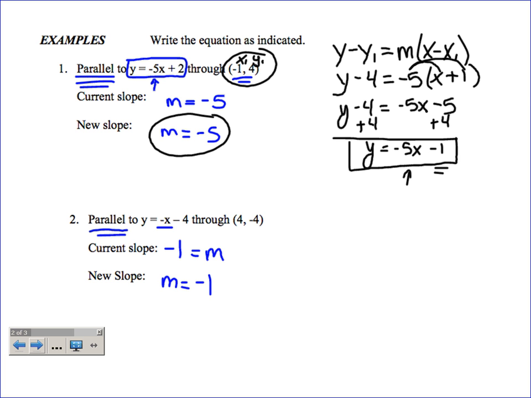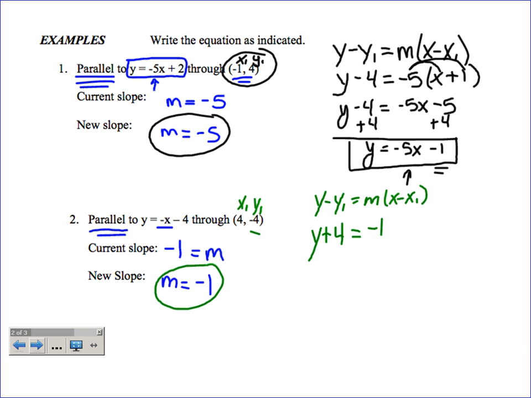We'll again plug this information, this x1 and our y1, as well as our new slope, into point-slope form. So that's y minus y1 equals m times x minus x1. Again, this is something you'll have to memorize for your test or quiz that's on Monday. This will be y plus 4, since it was negative, we'll make it positive. This will be negative 1 times x minus 4. We'll distribute the negative 1. That'll be y plus 4 equals negative x plus 4.